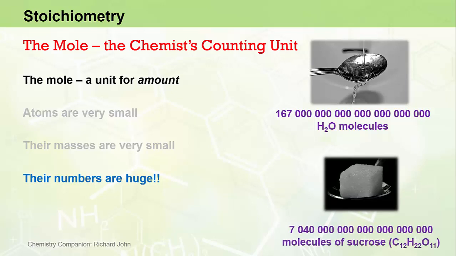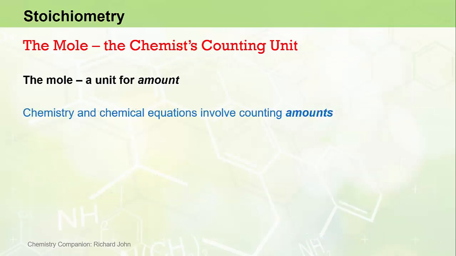And a cube of sugar contains a similar order of molecules of sucrose. These numbers are just way too large to deal with in everyday counting, but we do need a way of counting them. We do need a way of accounting for the very large numbers of atoms, molecules, and ions that we see in everyday samples of matter. And that's because chemistry and chemical equations basically involve counting amounts.